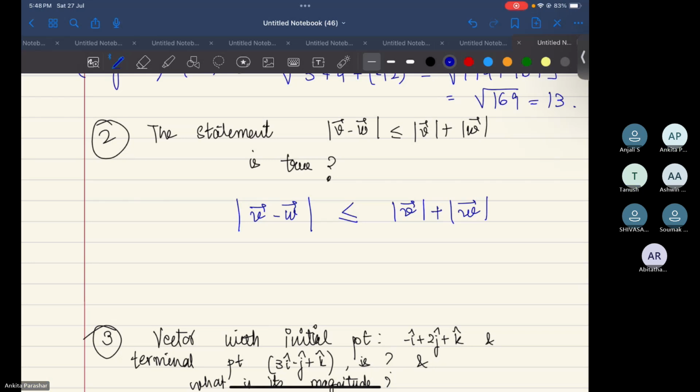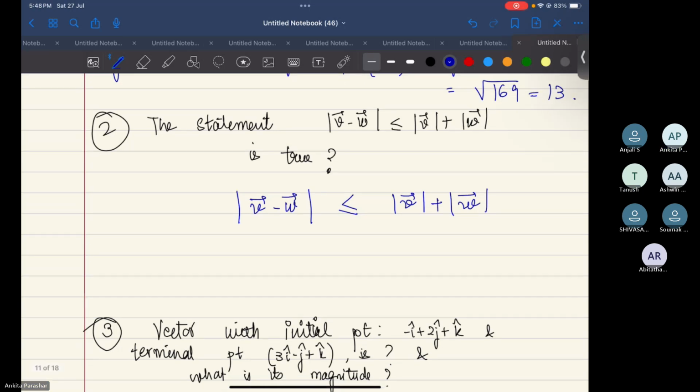It can be written as the norm of v vector minus w vector. Can you go slow? So we have v vector minus w vector, which can be again written as v vector plus minus 1 times w vector. Correct.